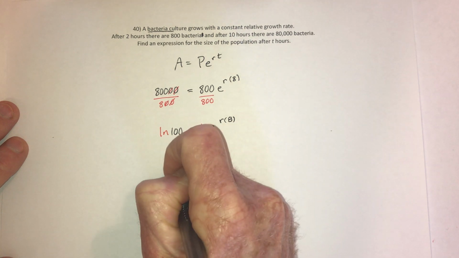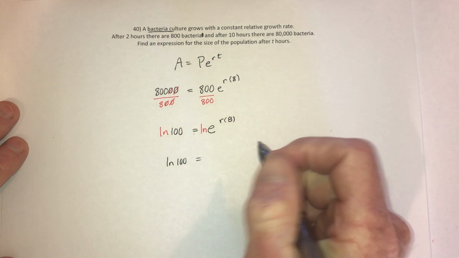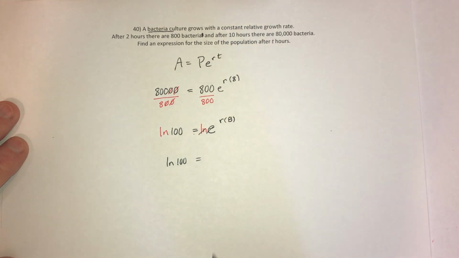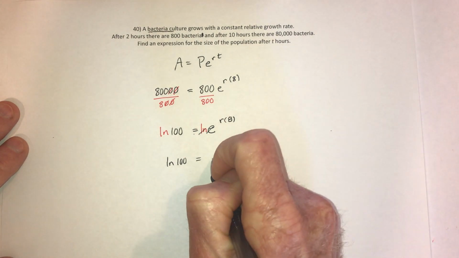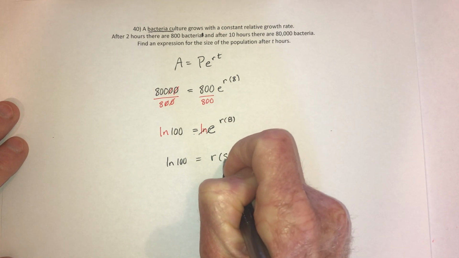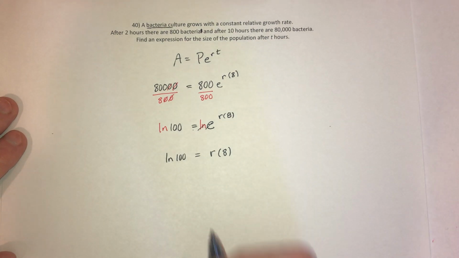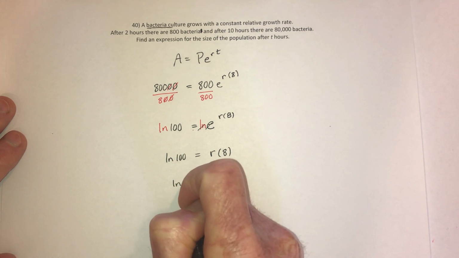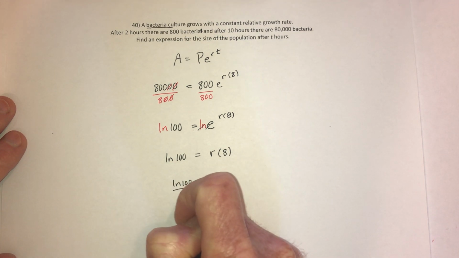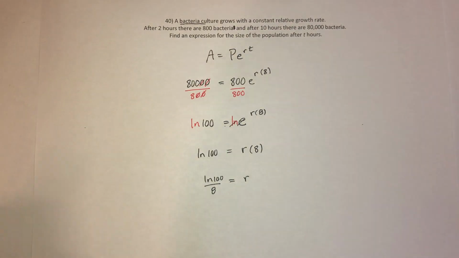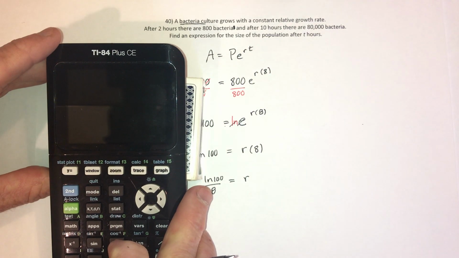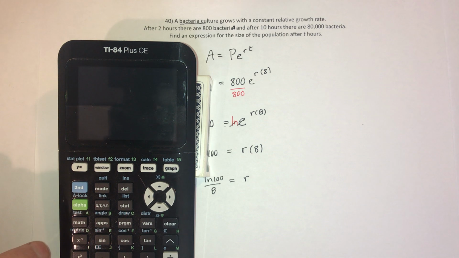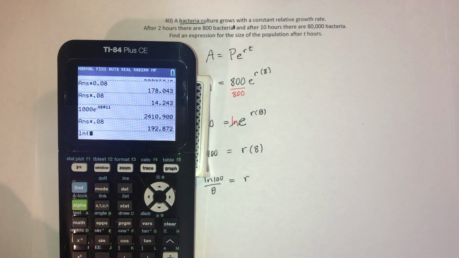On the left side, just leave it as natural log of 100. On the right side, those two cancel each other out. All that's left is R times 8. And then divide both sides by 8. So the natural log of 100 divided by 8.